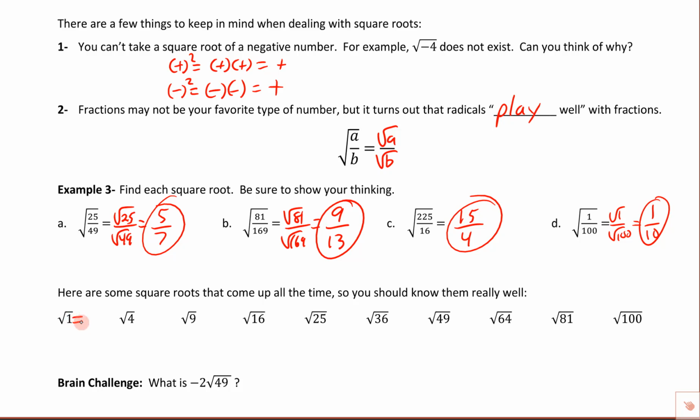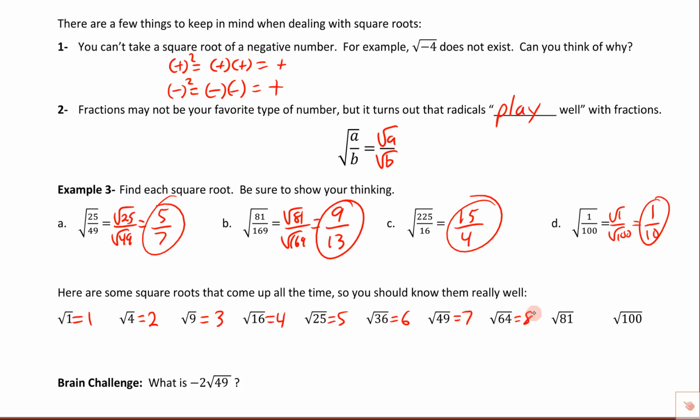The square root of 1 is 1. The square root of 4 is 2. Okay, square root of 9, what do you square to get 9? It's 3. Square root of 16, so you can see the pattern here. This would be 4, this would be 5, this would be 6. Square root of 49 is 7.